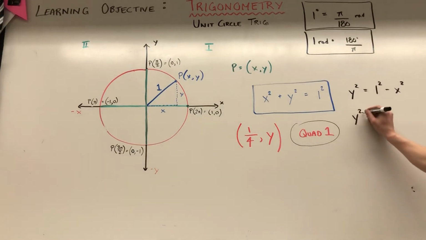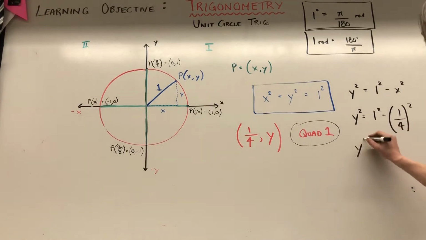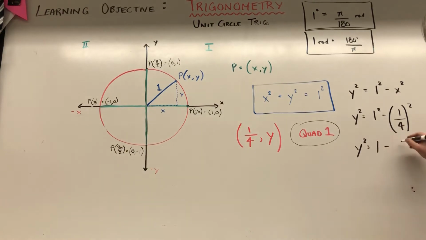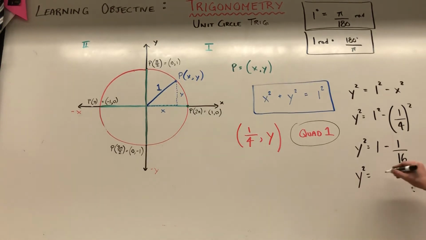So y squared is equal to 1 squared minus 1 over 4 squared. Y squared is equal to 1 minus 1 over 16. 1 squared is 1, 4 squared is 16. Now I need to convert these into similar denominators. So this is equal to 16 over 16 minus 1 over 16. I just replaced 1 so I can use fractions, and I get y squared is equal to 15 over 16.